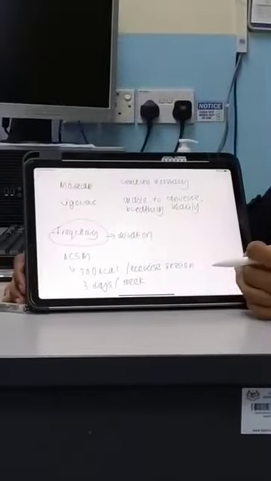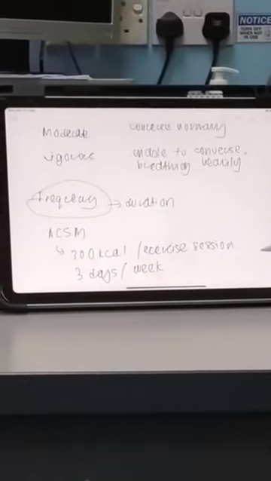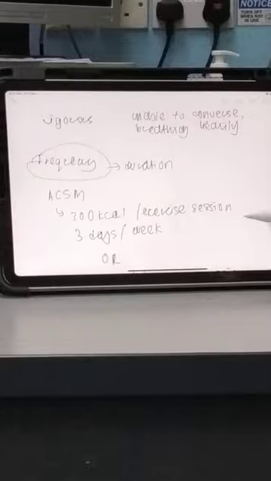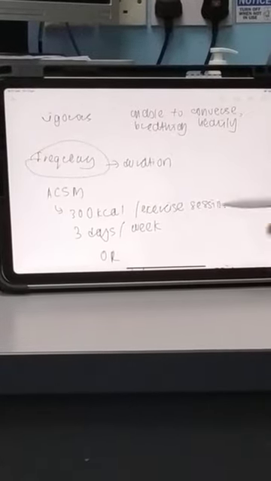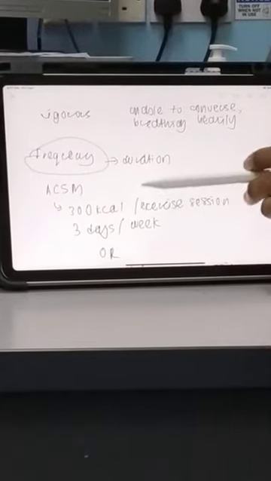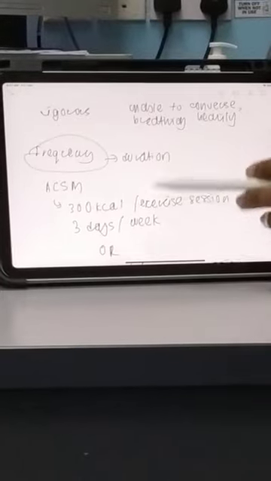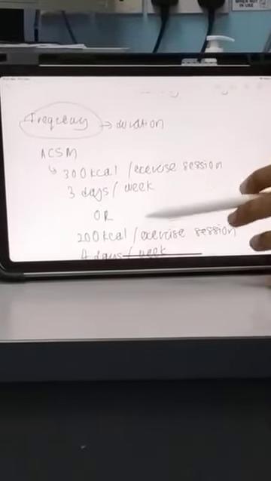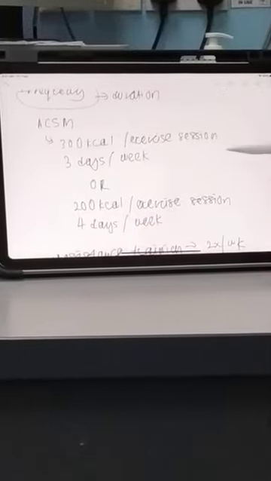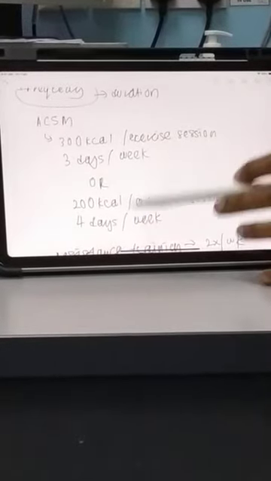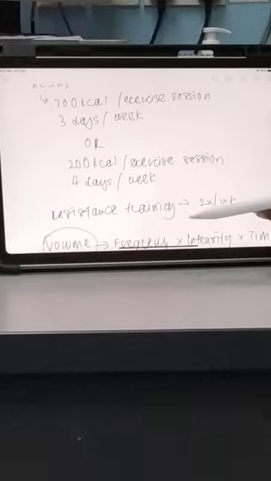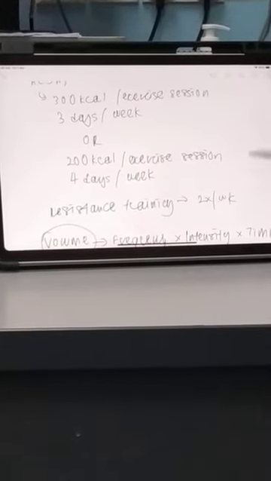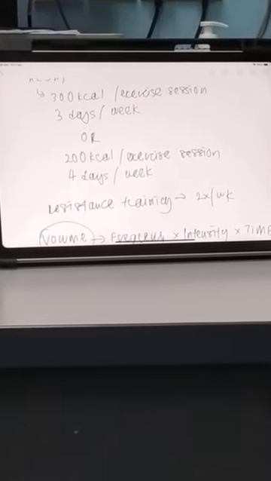The next thing I'm going to talk about is duration. ACSM says that in each session, if the patient burns about 300 kilocalories, he can do about 3 days per week. Or if he burns about 200 kilocalories in his exercise session, he can do the exercise about 4 days per week. For resistance training, they advise about 2 times per week.